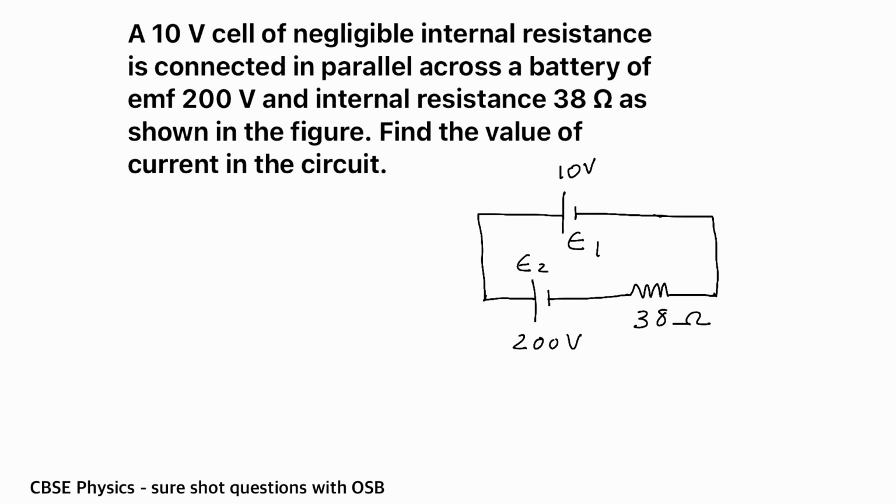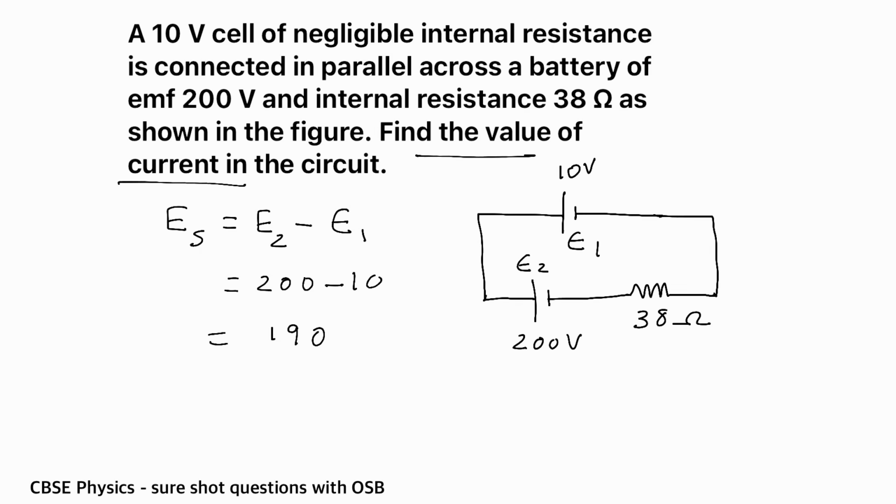Now, check our figure. Here you can see positive is connected to the positive terminal of the battery and negative to negative, which means cells are opposing each other. So what is Es? The bigger one, here E2, minus the smaller one, E1. So 200 minus 10, that is 190. Clear, right? Now what we have to find? Current. What is the value of current? It's easy, right?